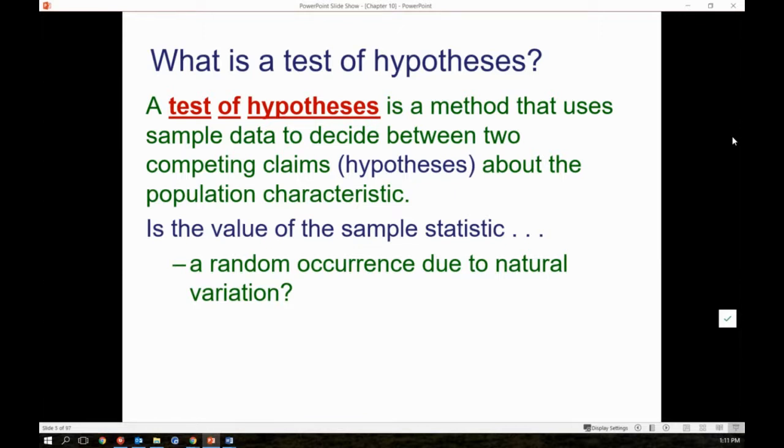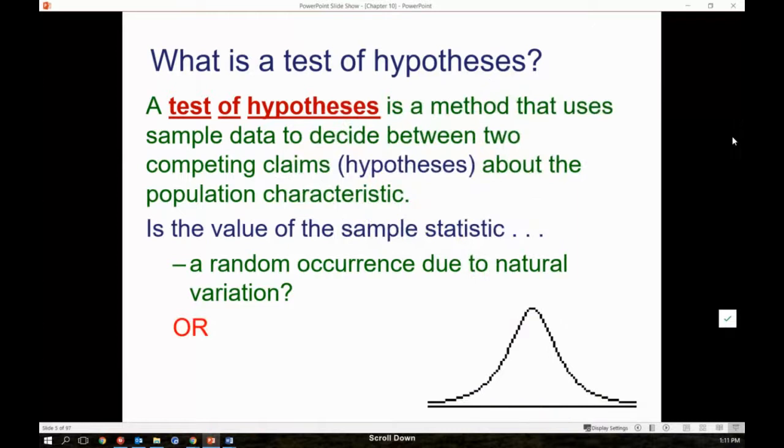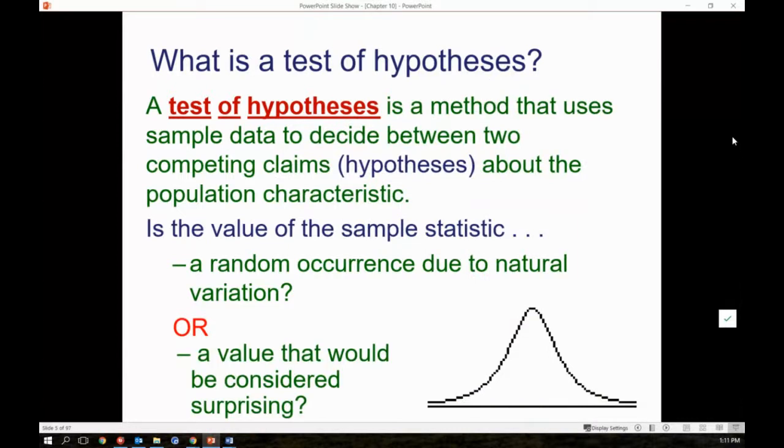So is the value of the sample statistic some random occurrence due to natural variation? Think back to our cans of soda. You know, we even looked at confidence intervals that said they're not exactly going to be 12 ounces. They may be 12.1, they may be 11.9, but on average we hope they're 12. So is it a random occurrence due to natural variation, or is it a value that would be considered surprising?